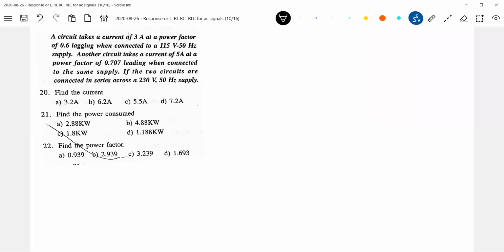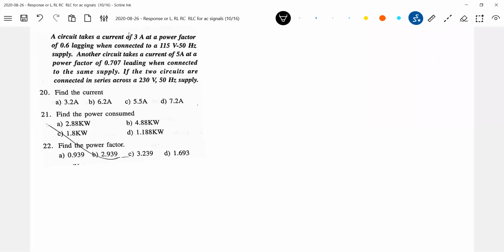Power factor, how can you say that there will be a resistor and an inductor? Lagging with power factor 0.6. Then why not only a resistor? Why not only an inductor? If only a resistor, the power factor will be 1. If only an inductor, the power factor will be 0. The power factor is 0.6. Lagging means it should have an inductor as well as the resistor.